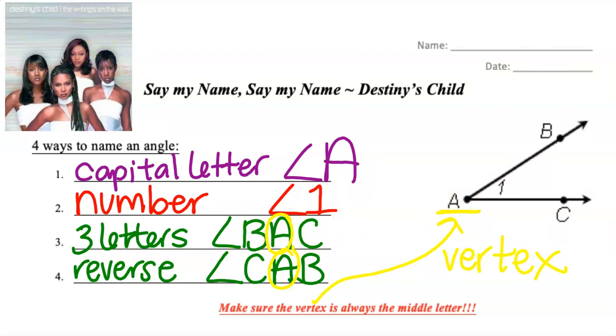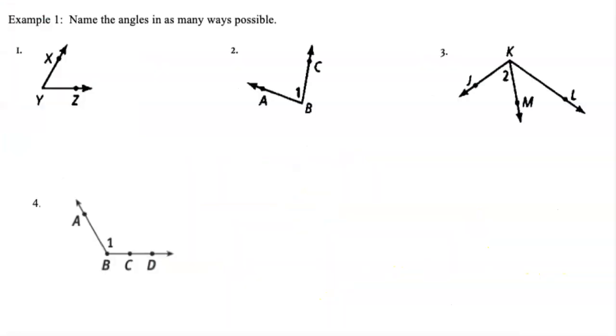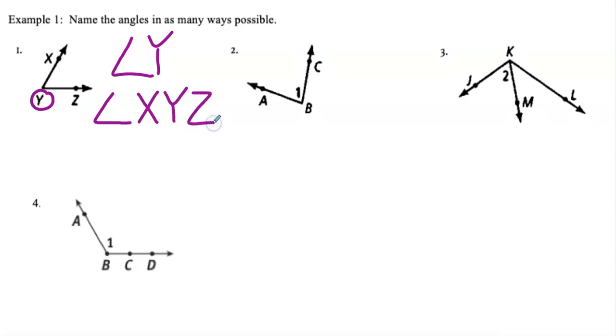All right, let's practice. Example 1 says, name the angles as many ways as possible. So number 1, I'm going to use my vertex and say angle Y. That's the first way. The second way, since there's no numbers, is 3 letters. So I would say X, Y, and Z. Remember, your vertex Y has to be in the middle. And then last would be angle Z, Y, X. So it's reversed, the opposite of this angle.